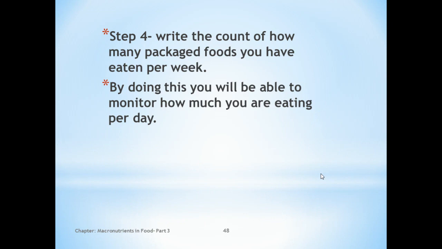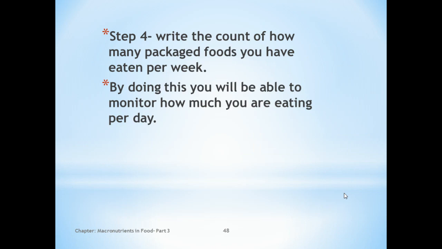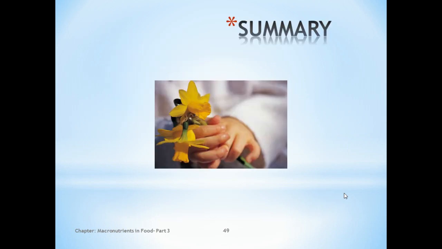So for the whole foods, you do not have to make a table like this. You just have to write down whole foods and how much you have eaten, because all the other things like the energy and the carbohydrate and lipid and protein content, the values are already there. Okay, you'll find it on the internet. But what you need to do is this part, okay, of writing from the package, because that's what you have in your house. All right, I hope you have understood this activity and I'm sure you'll have fun doing it.